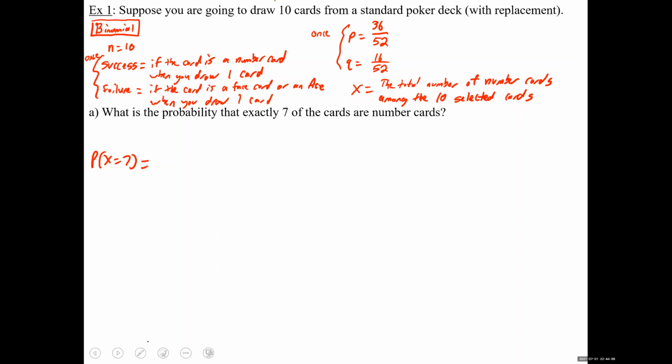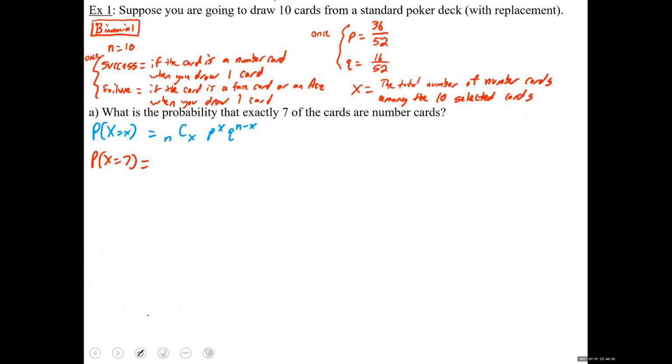Okay, the binomial formula, which I will give to you, goes like this: the probability that capital X equals little x is nCx, p to the x, q to the n minus x. So what you're going to do is fill into this formula.